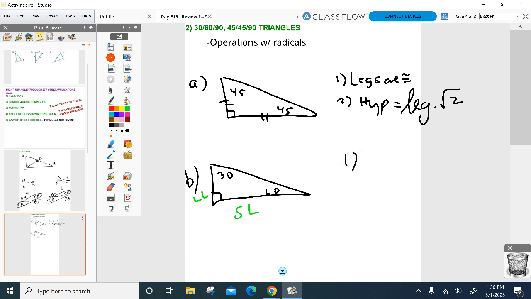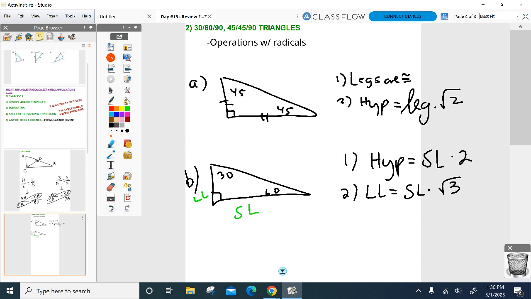All right, how do I find, let's go hypotenuse first. Shorter leg, double it, right? Times 2. And then how about the longer leg? Shorter leg times square root of 3. Good.